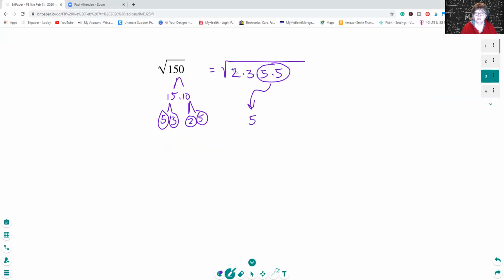And the 2 and the 3, they got to stay home. They got to watch Netflix. Anything left underneath, you multiply together. So while I get 2 times 3, this just becomes 5 square root of 6. And in just a really quick matter of seconds, I got the answer without breaking my brain. And I didn't even need a calculator to do that.